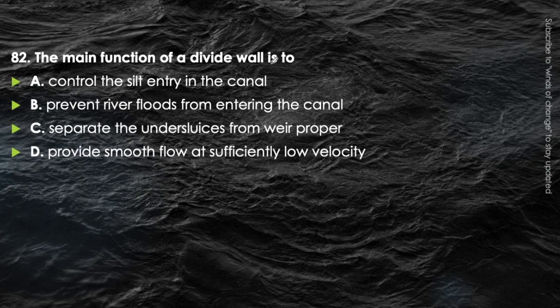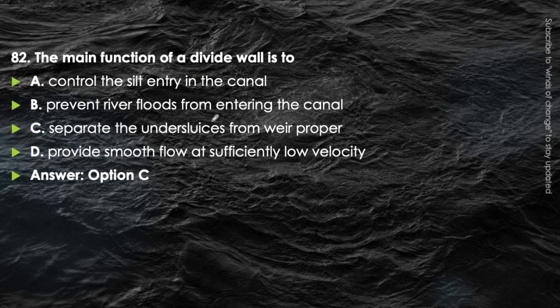The main function of the divide wall is to control the silt entry in the canal, or prevent the river flood from entering the canal, or separate the under sluices from the weir proper, or provide smooth flow at sufficiently low velocity. Think about it. Why do we provide a divide wall? In the diversion headwork, we provide a divide wall. What is the function of that? Think about it.